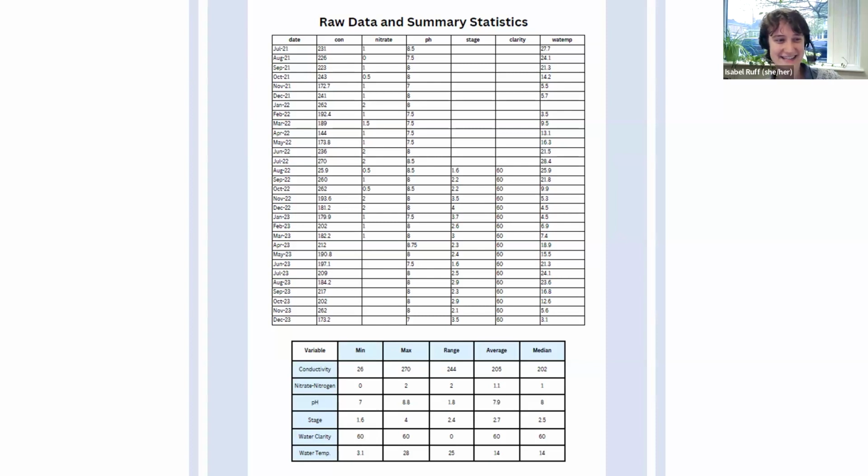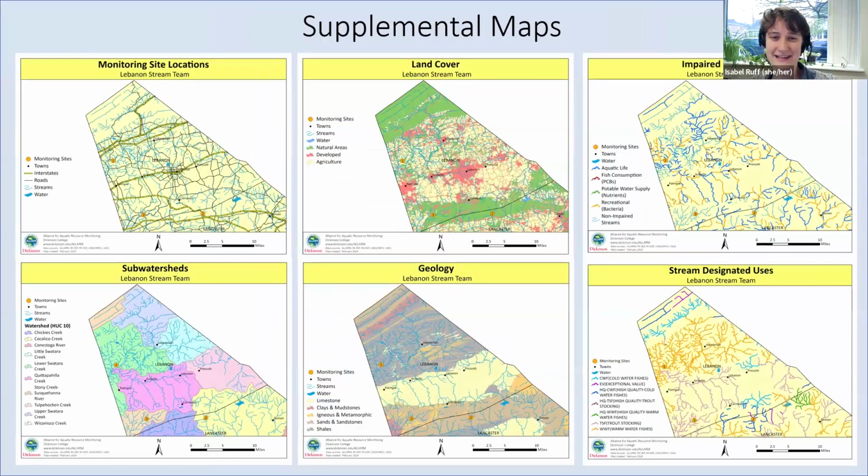And then the last component that we've included are supplemental maps for the whole county. So everything from monitoring site locations, subwatersheds, which I just mentioned, land cover, geology, impaired streams, and designated uses. So all of the tools to scale from very small, from your site, into how it relates to the entire county, and hopefully put it in the broader context of these watersheds as a whole.